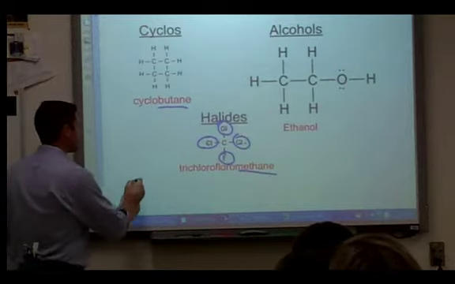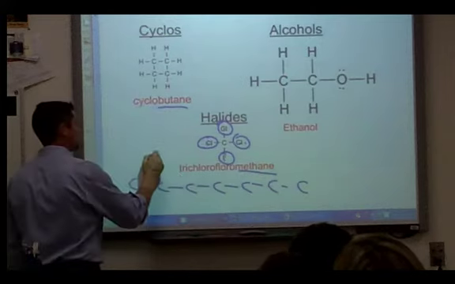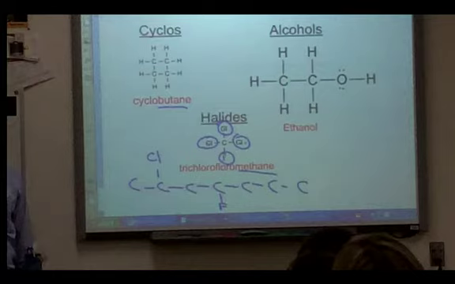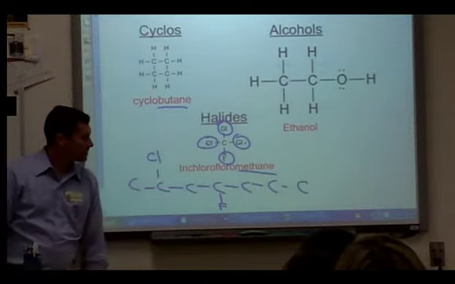But if I gave you something that looked like this, and then I put like a Cl here and an F there, then you would have to use your numbers, right? 2-chloro, 4-fluoro, what is that, heptane?